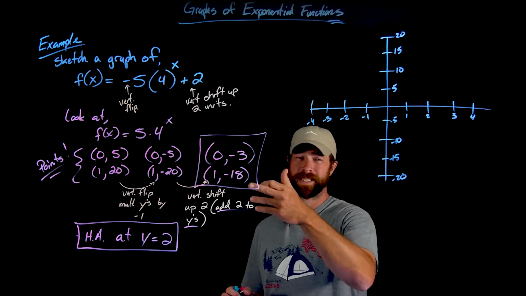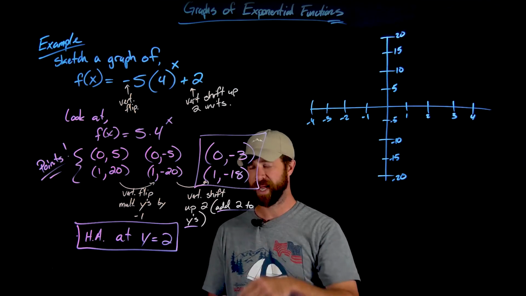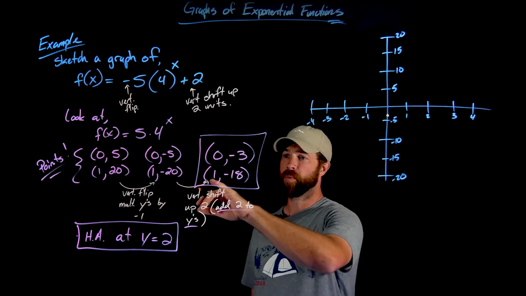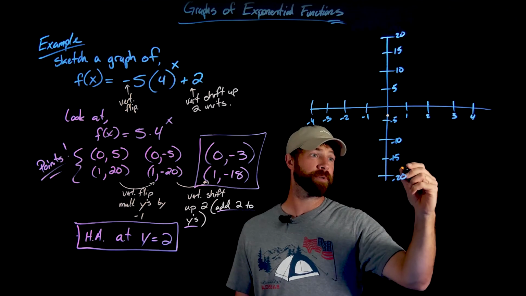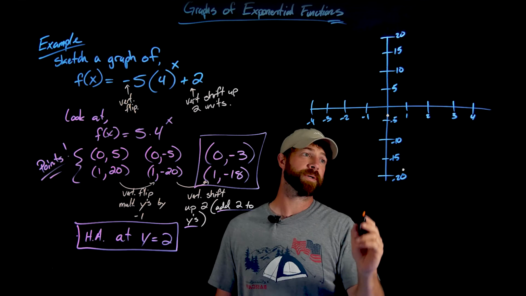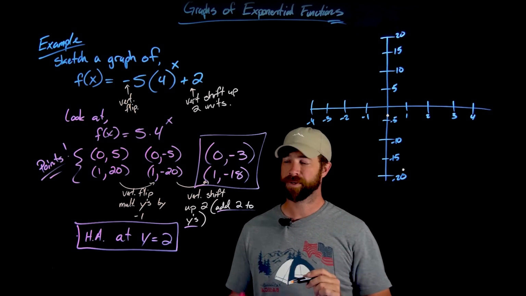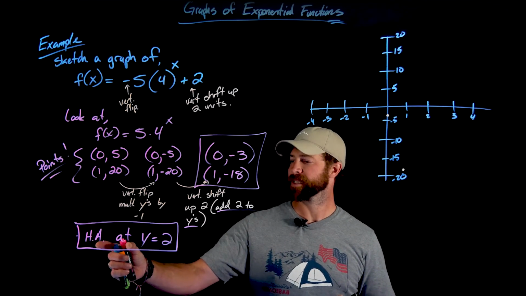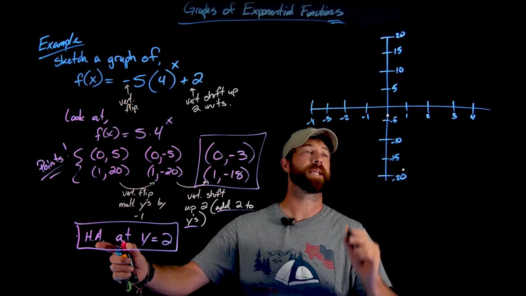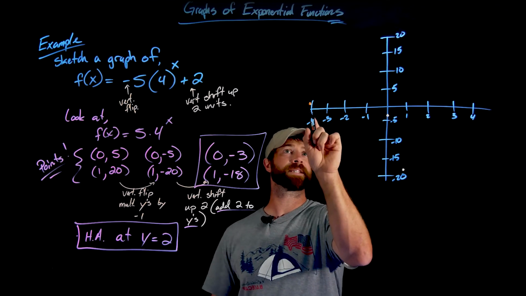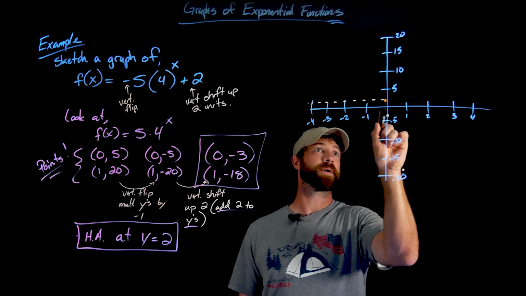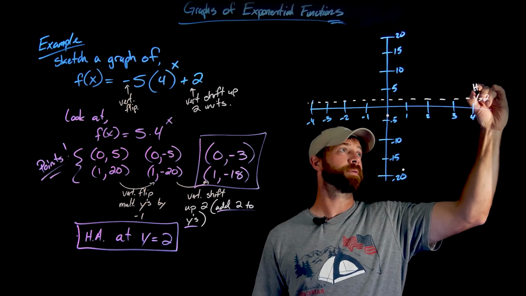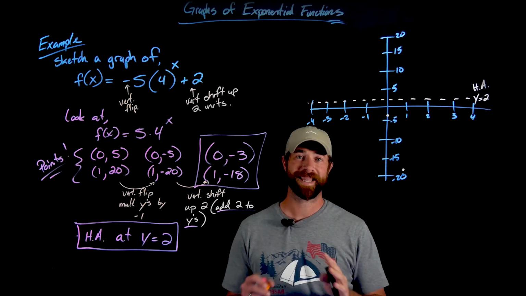What I can just do is stick to these points. So I have 0, -3. So 0, -3 would be right about there. I have 1, -18, which would be right about there. So this function now is going like this. All I need to do now to get a pretty dang close, nice sketch of my graph is apply this horizontal asymptote at y equals 2. So I don't have an asymptote at 0. What I have is this right here at y equals 2. I have this horizontal asymptote. And that takes care of it.